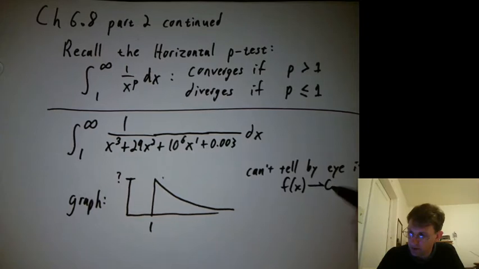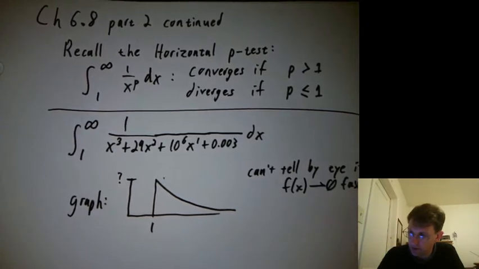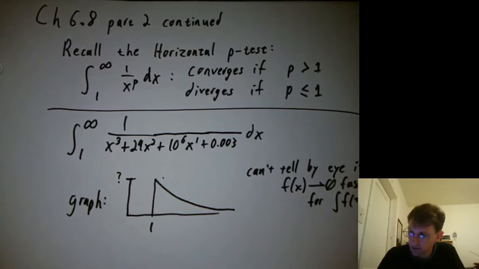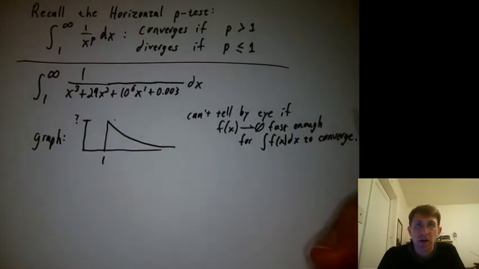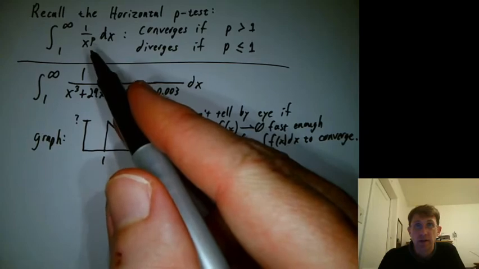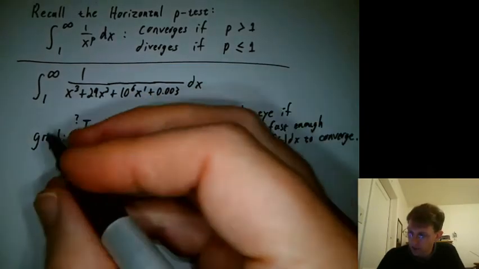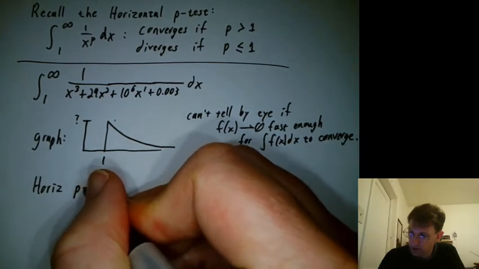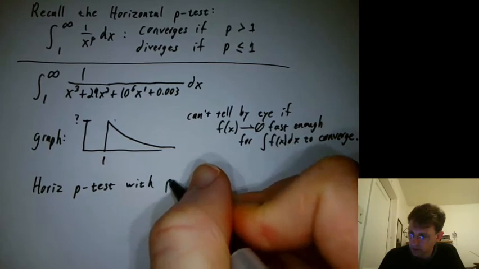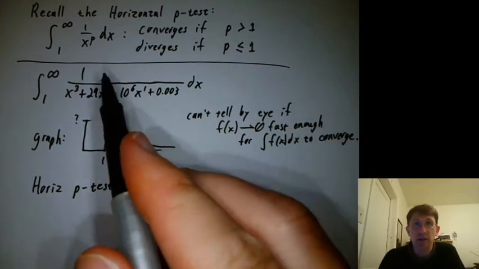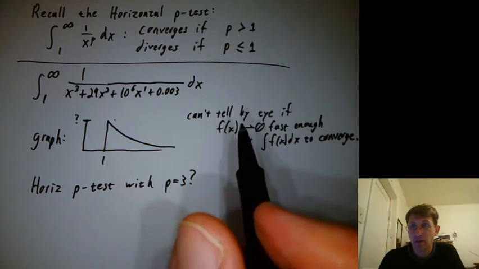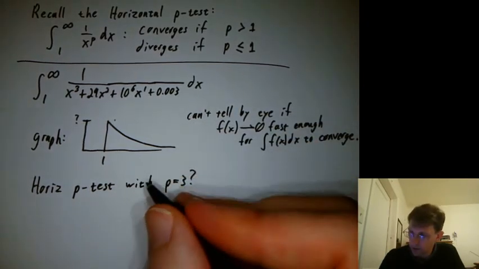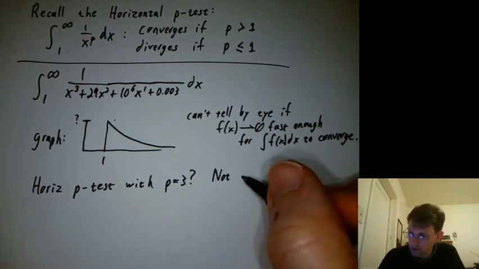if f of x is going to 0 fast enough for the integral of f of x to converge. So what can we do? We have a p-test. Can we apply a p-test here? Seems like we might use p equals 3, but so let's say, can we do a horizontal p-test with p equals 3? Well, the p-test only applies to 1 over x to the p without all this other stuff. So we can't directly use the horizontal p-test with p equals 3. So we'll say we can't use this, not immediately.